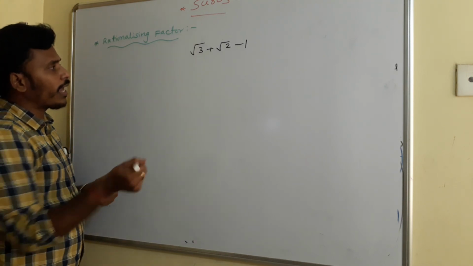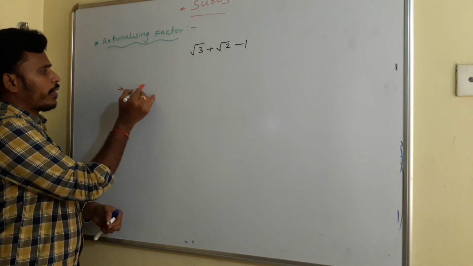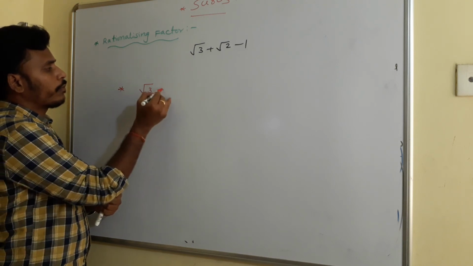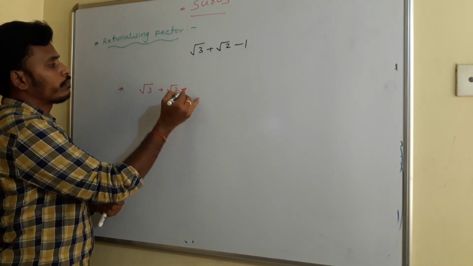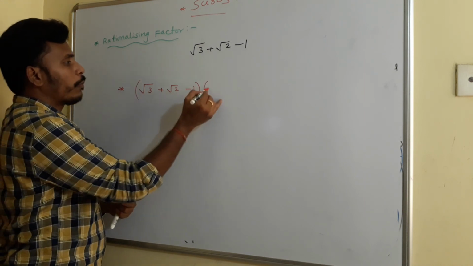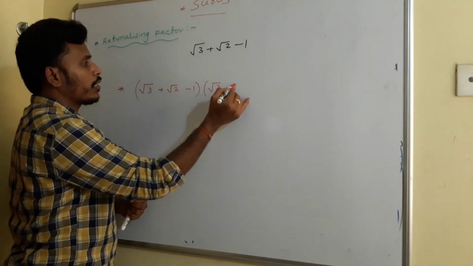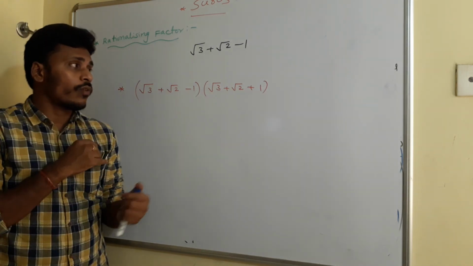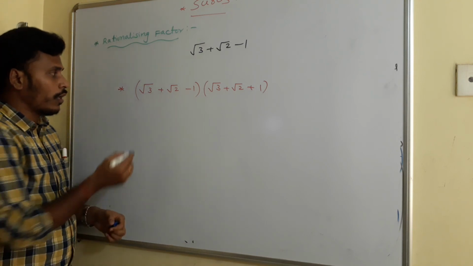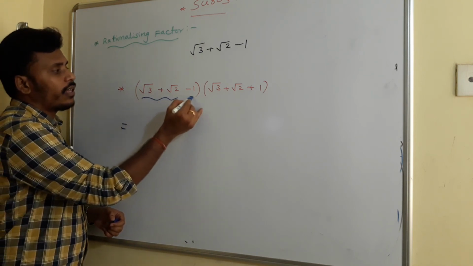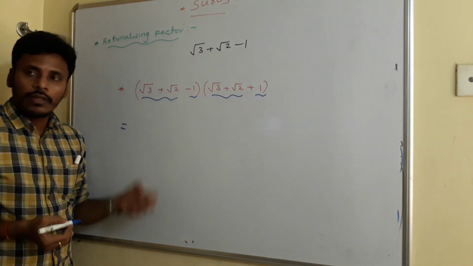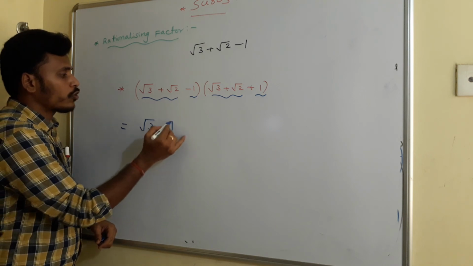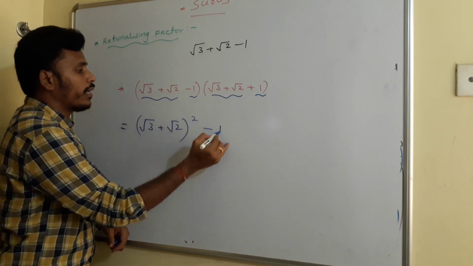So what I am going to do is, I am expecting something like this. Take root 3 plus root 2 minus 1. If you multiply it with root 3 plus root 2 plus 1, this is root 3 plus root 2 minus 1, and I am multiplying with root 3 plus root 2 plus 1. This is a, this is b, this is a, this is b: a minus b into a plus b. Then your answer is root 3 plus root 2 whole square, a square minus b square.